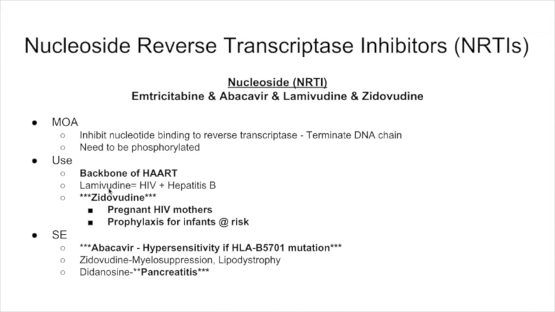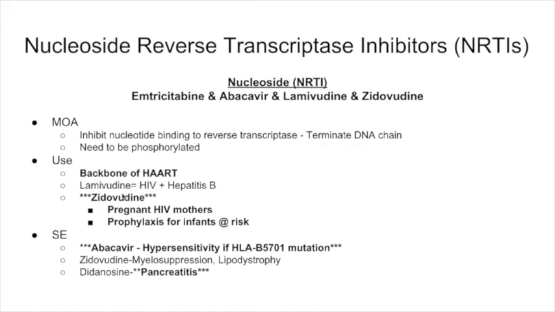Lamivudine is specifically used for patients that are co-infected with HIV and hepatitis B. Zidovudine is a very, very high yield drug because it shows up on exams all the time. The reason for that is it can be used in pregnancy and infants. So zidovudine can be used for pregnant HIV mothers, or it can be used for prophylaxis for infants at risk of HIV transmission. It's very, very important to know zidovudine.